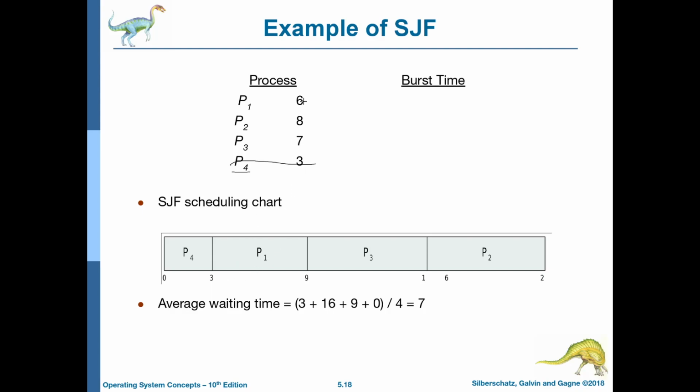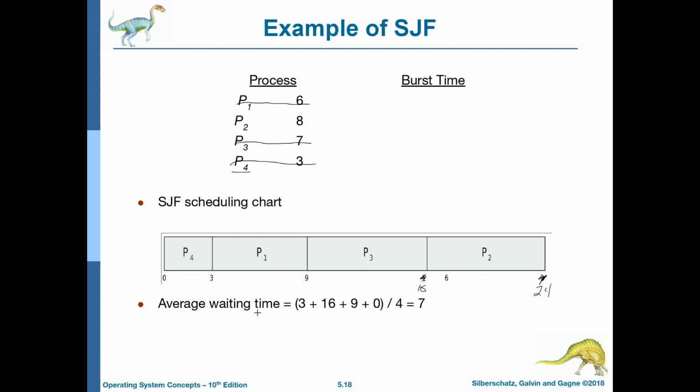Now the next process that's selected is the shortest job, which is process 1 with 6 here. It runs to time 9, and process 1 is removed from the list. Now it looks at this list, which one is shortest? Process 3 is shortest, and so it runs from 9 to 16, and it is removed from the list. And then finally, we have process 2. Process 2 runs for 8 milliseconds, which means it runs from 16 to 24.